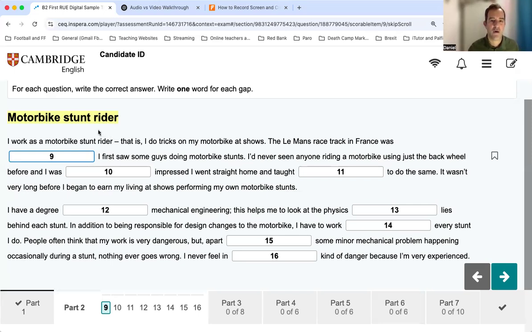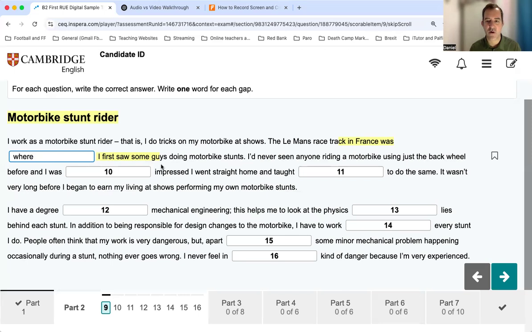Okay, now we look more carefully. We look at gap number 9 first. I focus on this sentence. The Le Mans racetrack in France was, I first saw some guys doing motorbike stunts. Straight away, I know it's like a pronoun about location. So what do you think? Could I put was when, was who, was that, was the place? Well, think about it. France is a location. So what pronoun do we use with France? Yes, we use where. Was where I first saw some guys doing motorbike stunts.